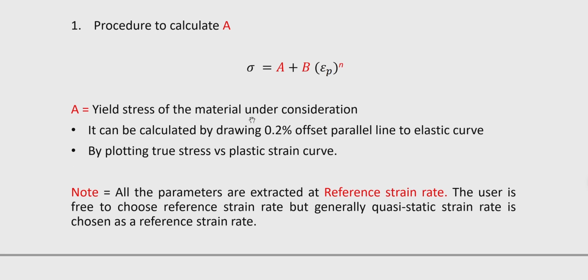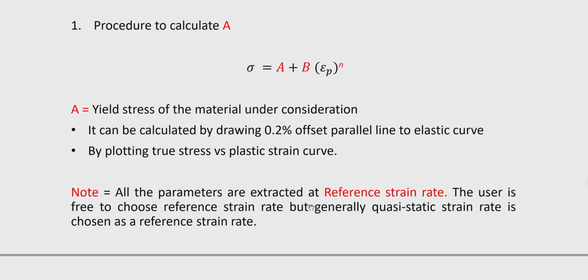We always calculate A at first. A is the yield stress of the material under consideration. You can calculate yield stress by drawing a 0.2 offset line parallel to the elastic curve, or by simply plotting the true stress versus plastic strain curve. Now, one thing is very important.